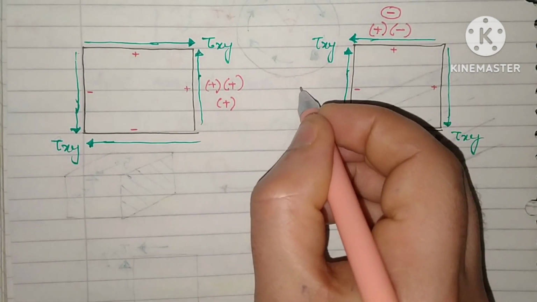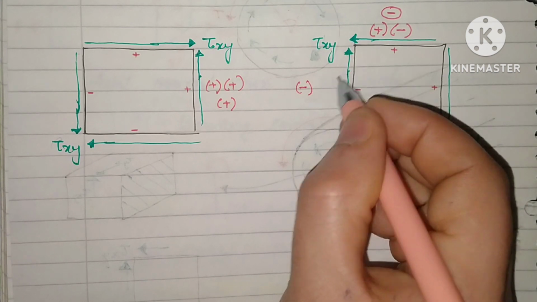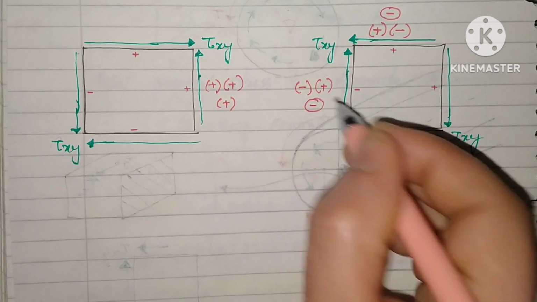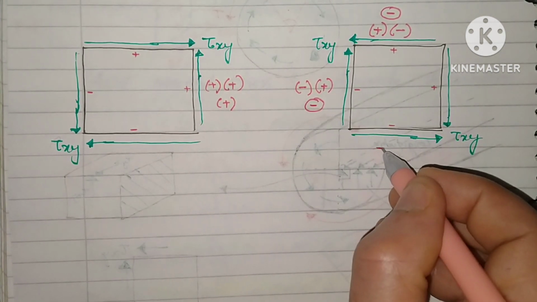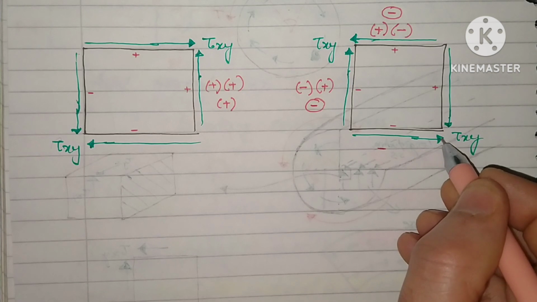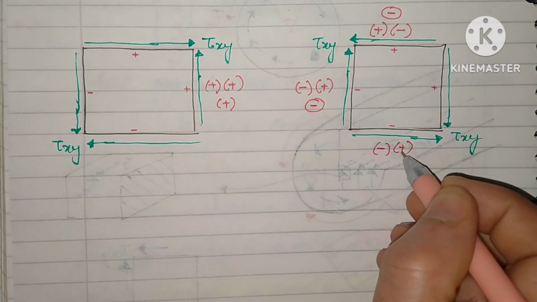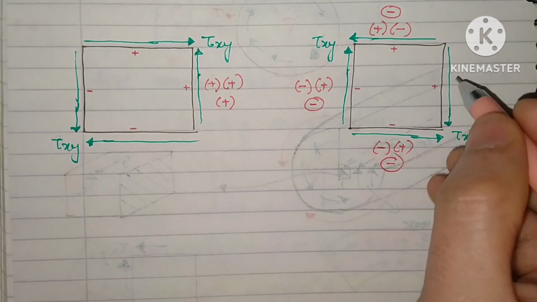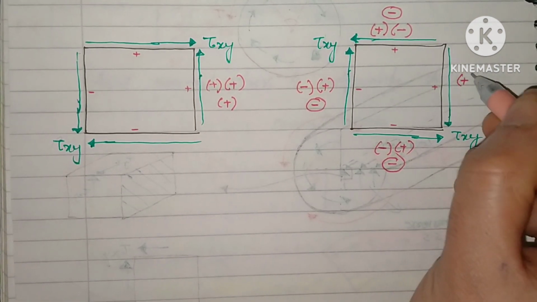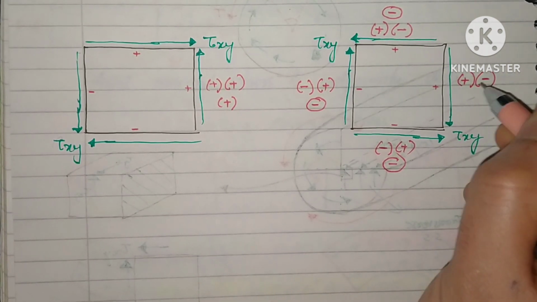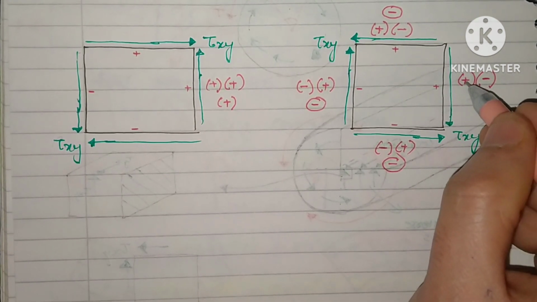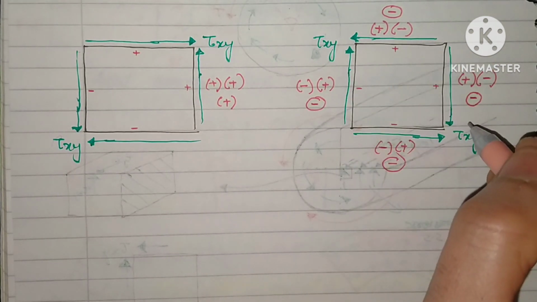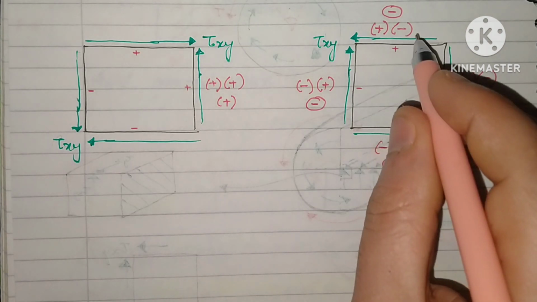Take this example. It is a negative face and the shear stress is acting in the positive direction, because plus y is positive. Negative and positive will be negative shear stress. Here it is a negative face and the shear stress is acting in the positive direction because plus x is positive. So negative into positive will be negative shear stress. Here also it is the positive face and the shear stresses are acting in the negative direction. It is the minus y direction, so negative. Positive into negative will be negative. So all of these shear stresses are negative. You have to check only one.